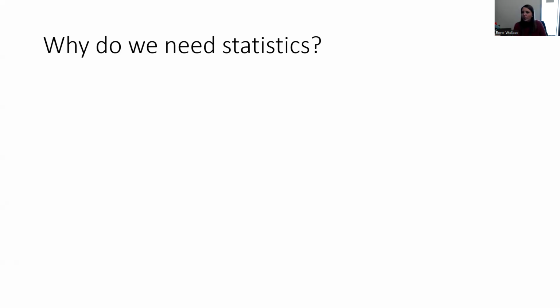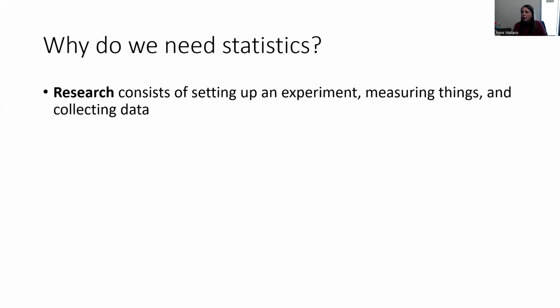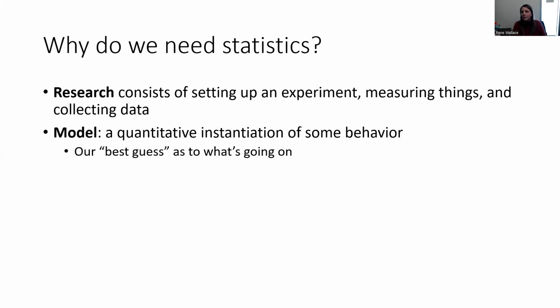So when I'm talking about research, right, we're talking about how it consists of setting up the experiment, measuring those things, and then collecting that data back. And then the model, that's the quantitative instantiation of some behavior. So it's our best guess, right? It's us turning the Stroop effect, something that we can describe with words, into something quantitative that we can describe with numbers.